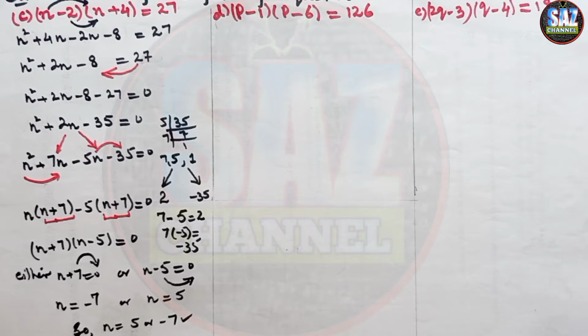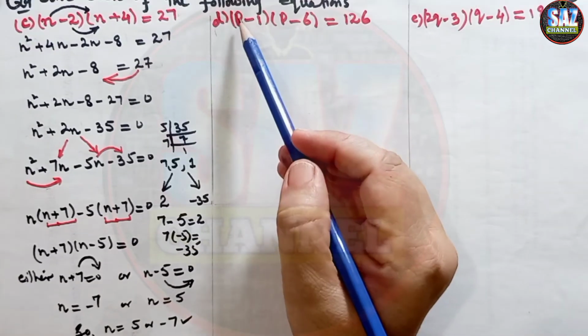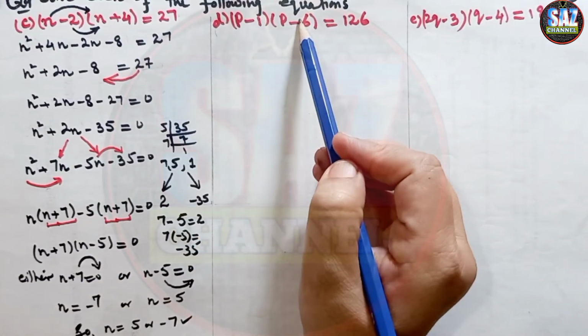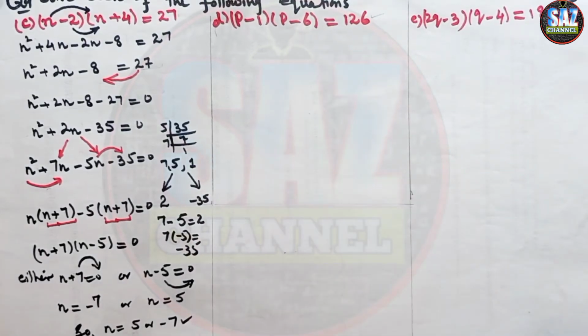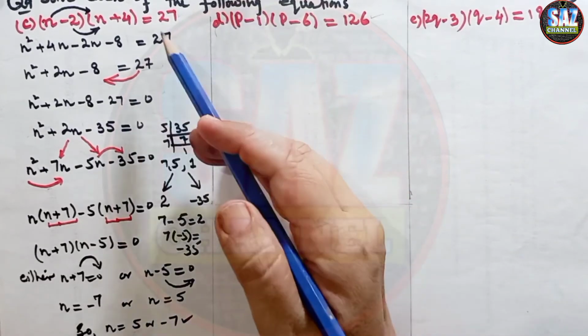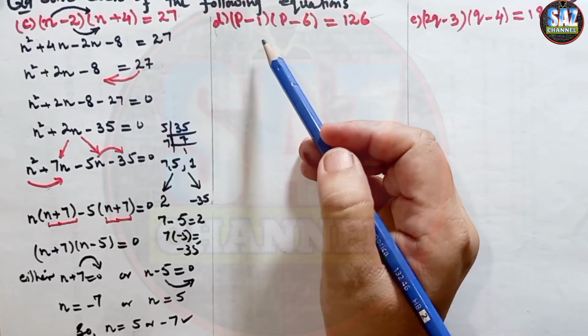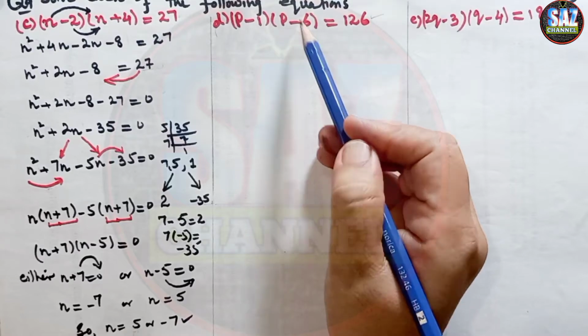Moving to the next part. The next part is (p minus 1) into (p minus 6) equals 126. This time again, if you look at the left hand side of the question, it is not in the simplified form.